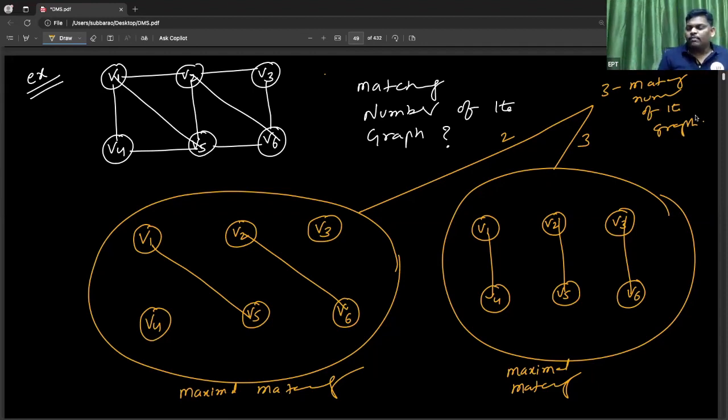3 is the matching number of the graph. Is it okay? Bhaiya, is it okay? Match 3 is the matching number of the graph.